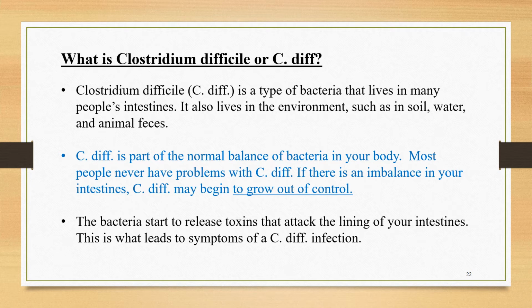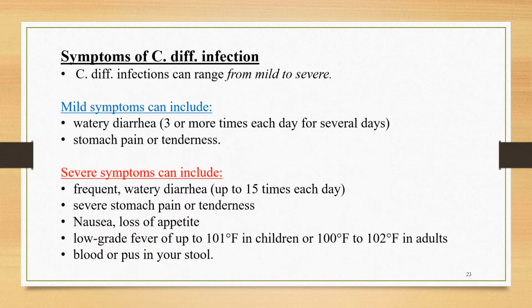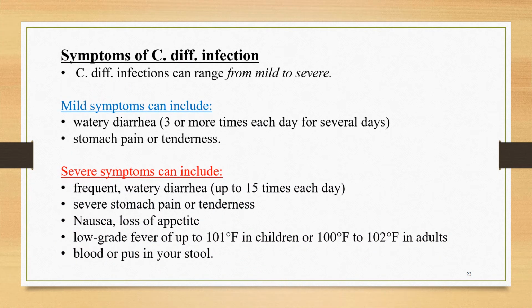The bacteria start to release toxins that attack the lining of your intestines. This is what leads to symptoms of a C. diff infection. Symptoms of a C. diff infection can range from mild to severe. Mild symptoms can include watery diarrhea 3 or more times a day for several days, stomach pain, or stomach tenderness.